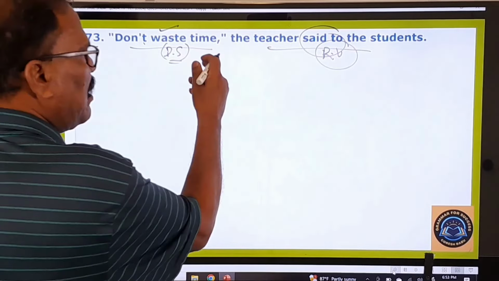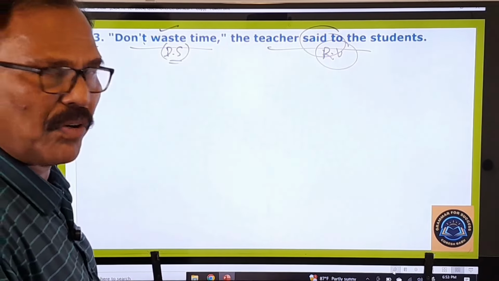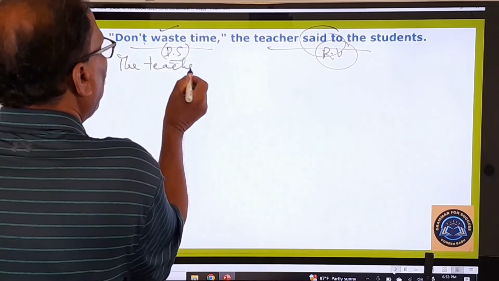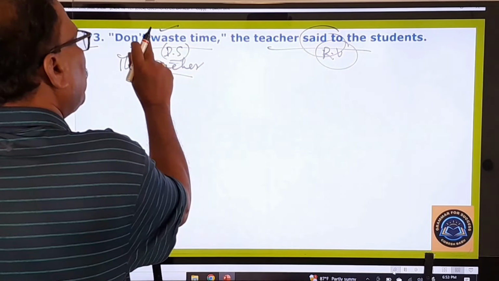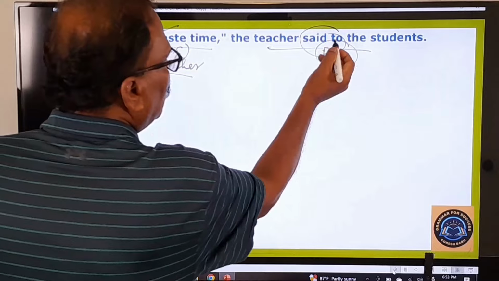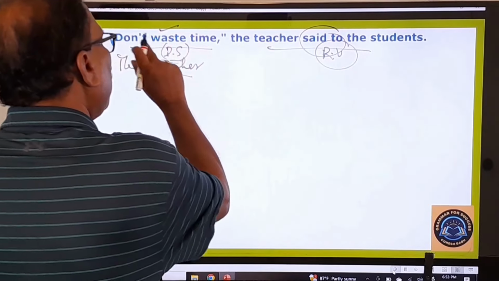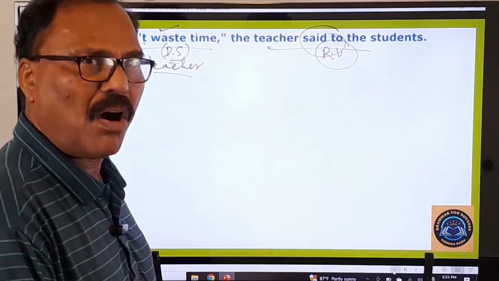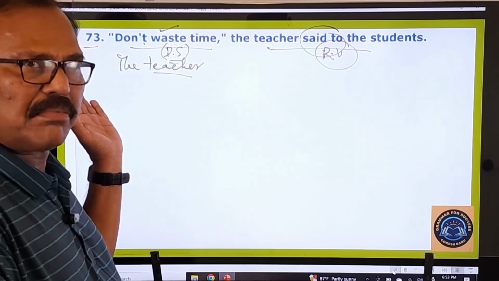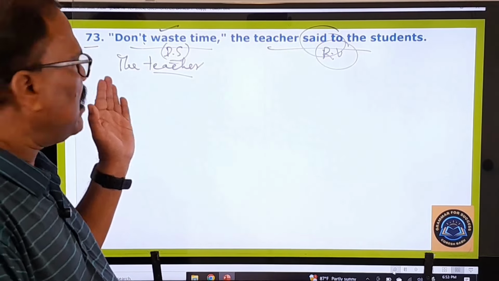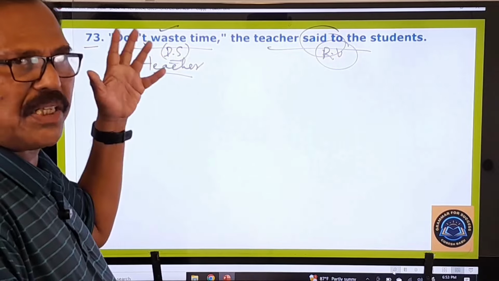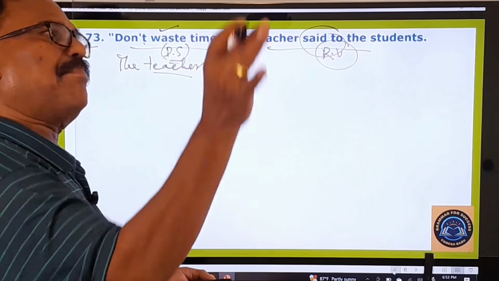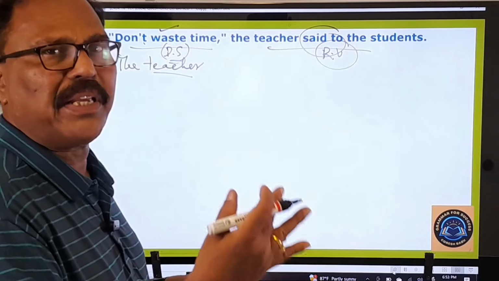Let us change it first of all on our own. Here you pay attention. The teacher said. Whenever there is an imperative sentence like this, what can you find in it? Don't waste time. Is it a suggestion or is it a warning? No, it's not a warning. Is it a command? No. Is it an order? No. Is it a piece of advice? Yes, it can be either a piece of advice or a suggestion.